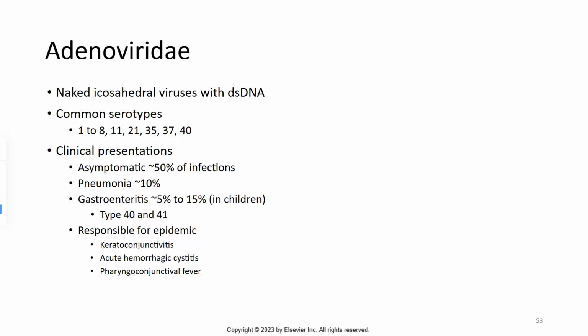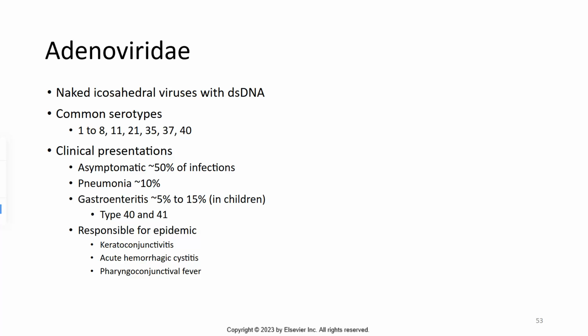Adenoviridae, naked icosahedral viruses with double-stranded DNA. Now there's going to be a lot of information presented in these slides. The main things to focus on are the diseases it causes, any common names associated with the virus, and the diagnostics. If diseases are caused, you can also make note of the symptoms of the diseases. So common serotypes you won't need to have memorized.